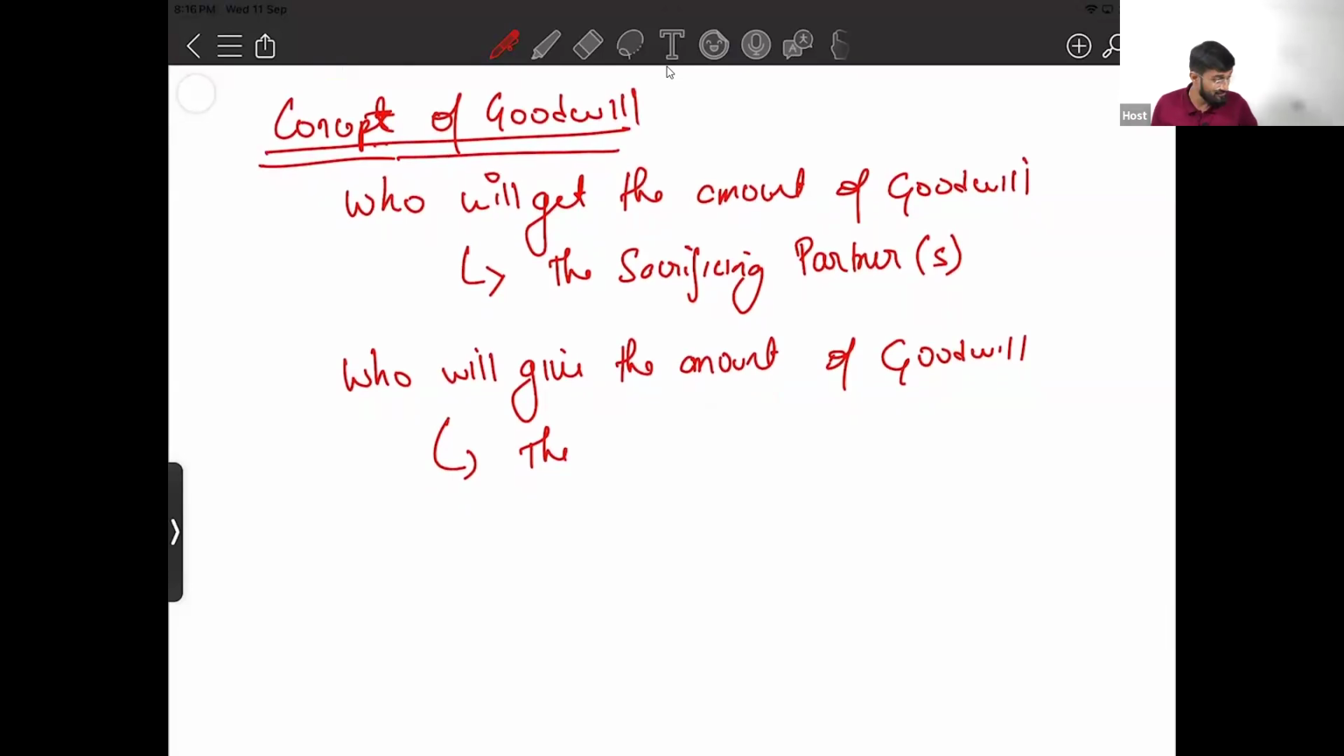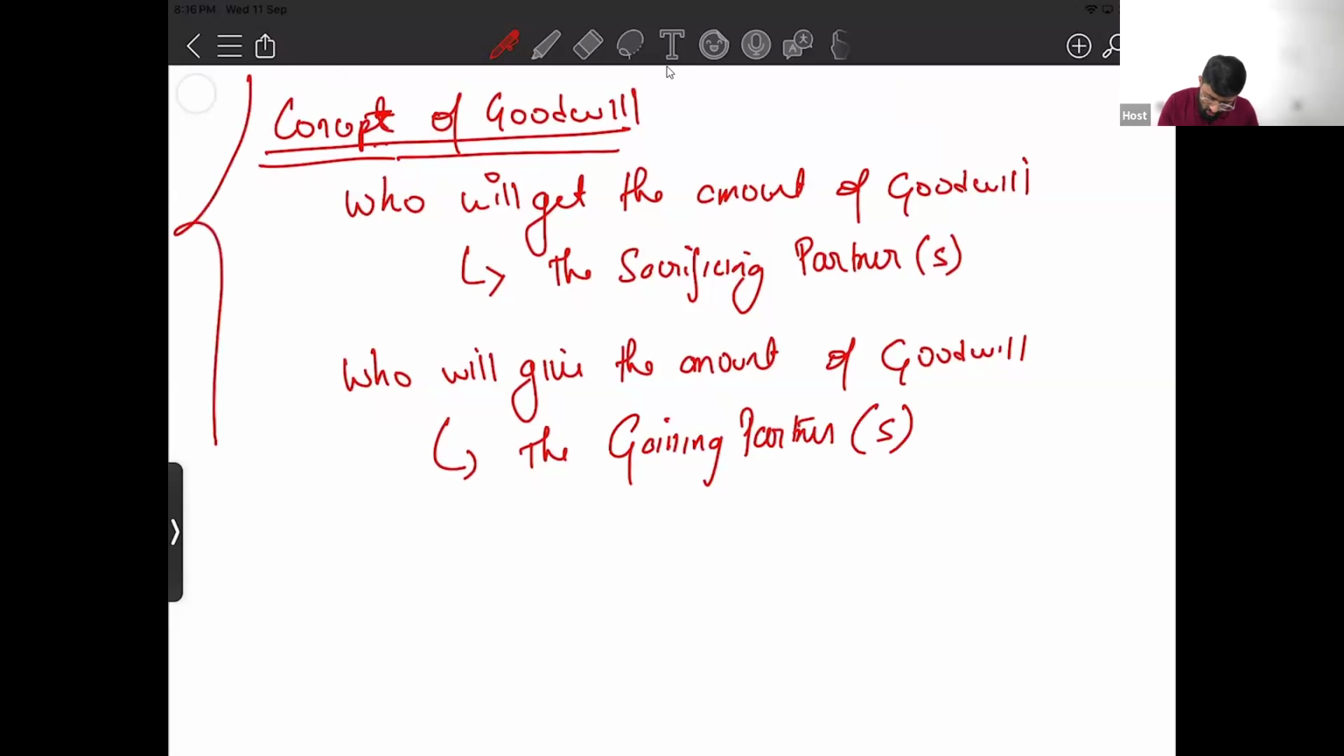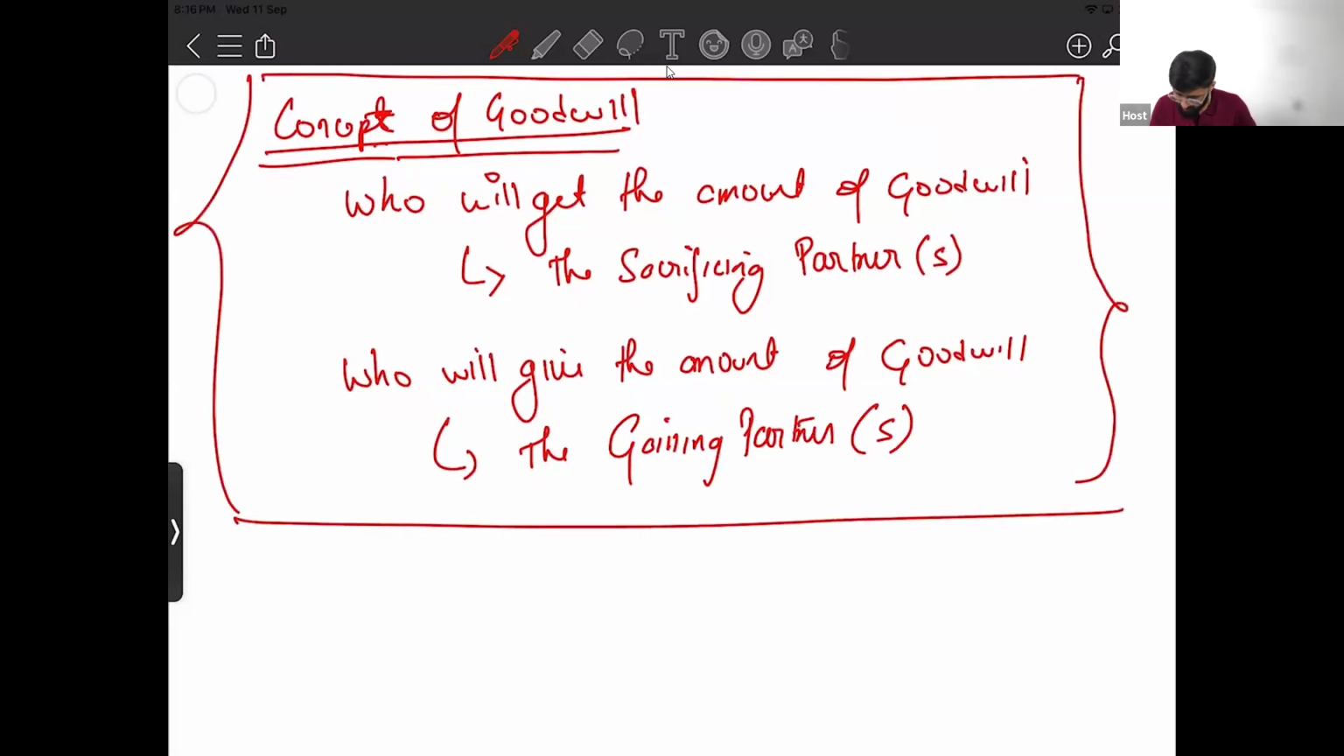Who will get? Who will give the amount of goodwill? The gaining partner or partners. Oh, you understand this concept? You write it somewhere. If you understand this concept, the whole goodwill concept is clear. You will not face any problems.